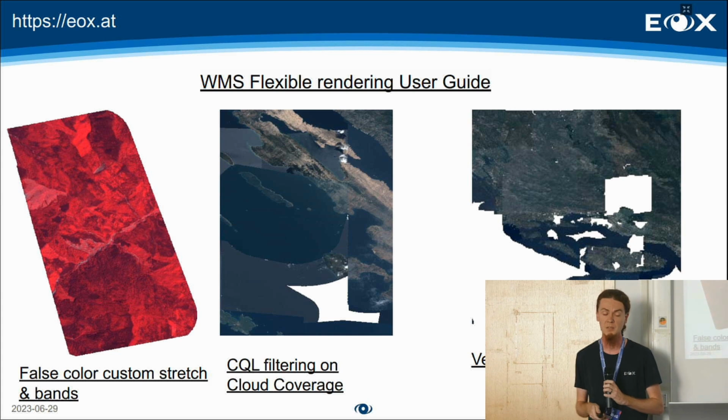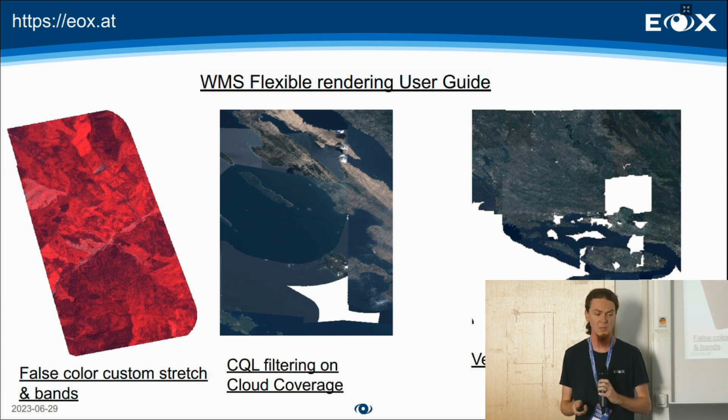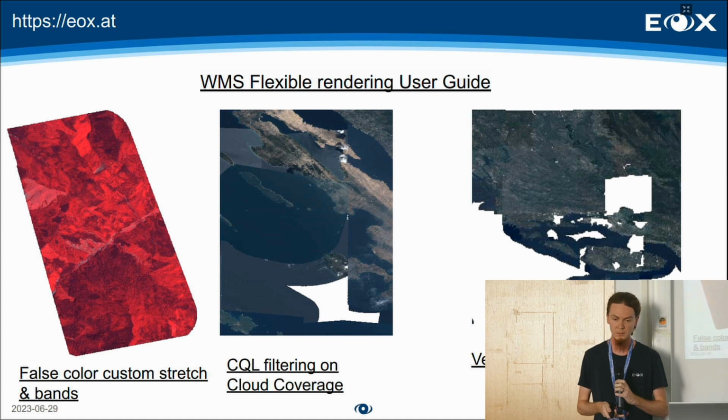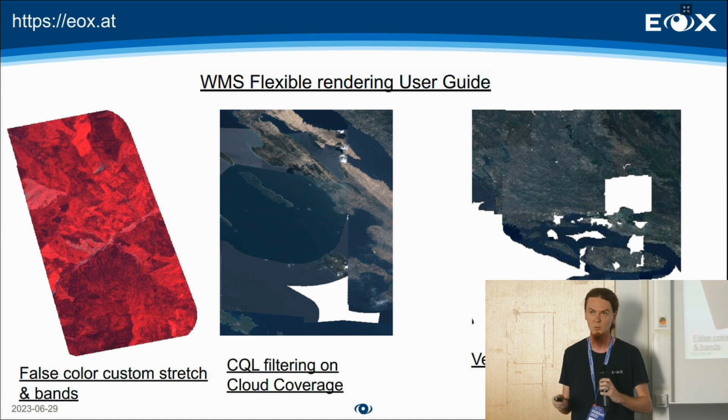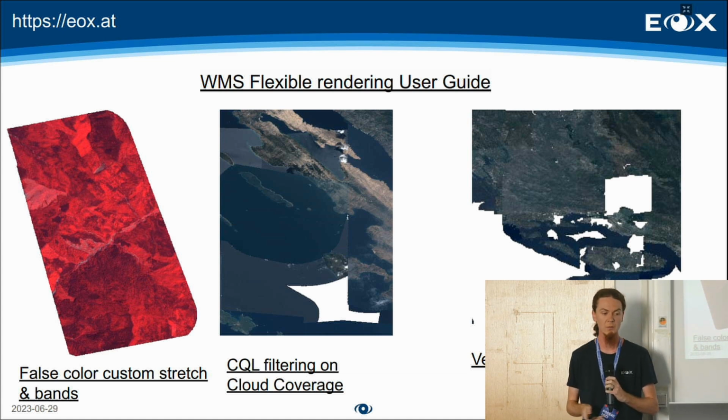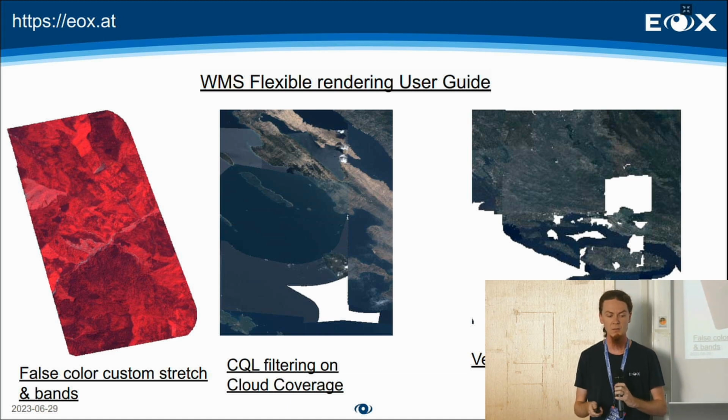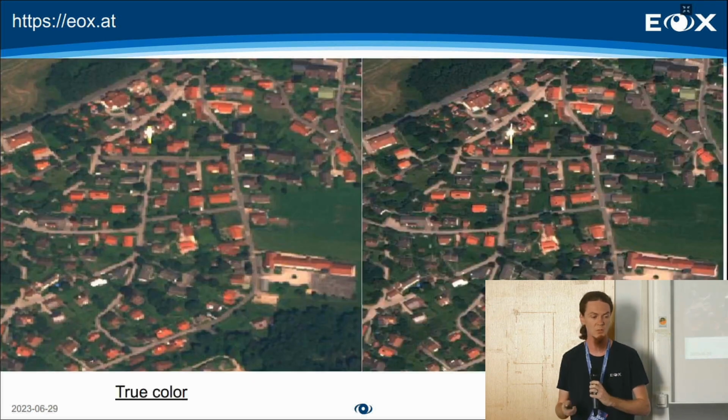Here are some examples of what this means. On the left side, you see the false color rendering with some custom stretch and band selection. The middle one is using the CQL filtering on the cloud coverage, so only products with less than, I don't know, 5% cloud coverage are selected. And the last one is really masking out parts of the rendering based on the vector mask that was registered along.